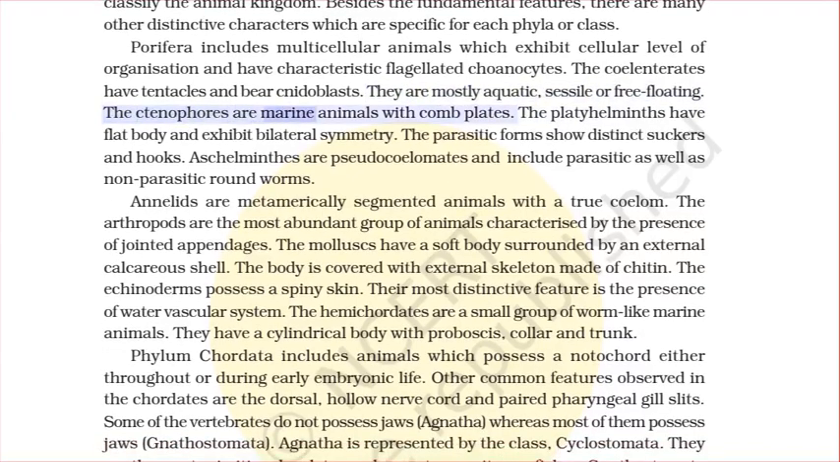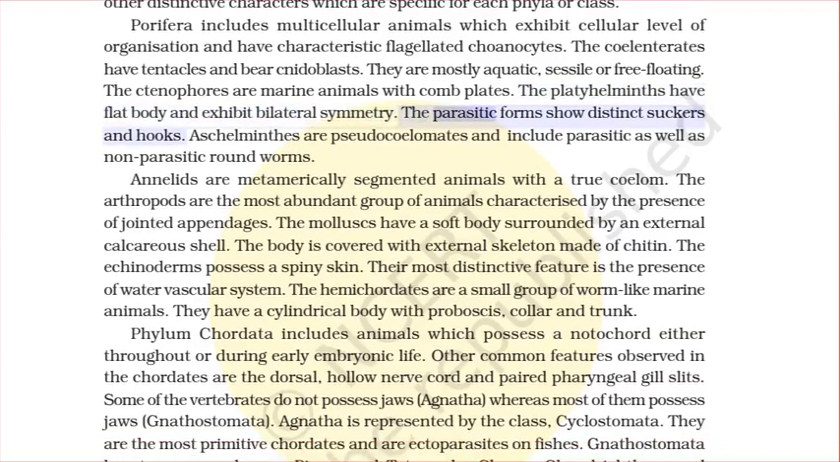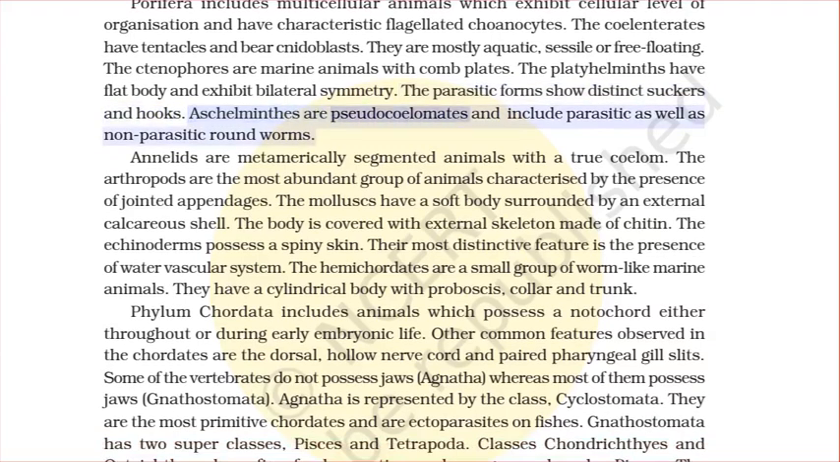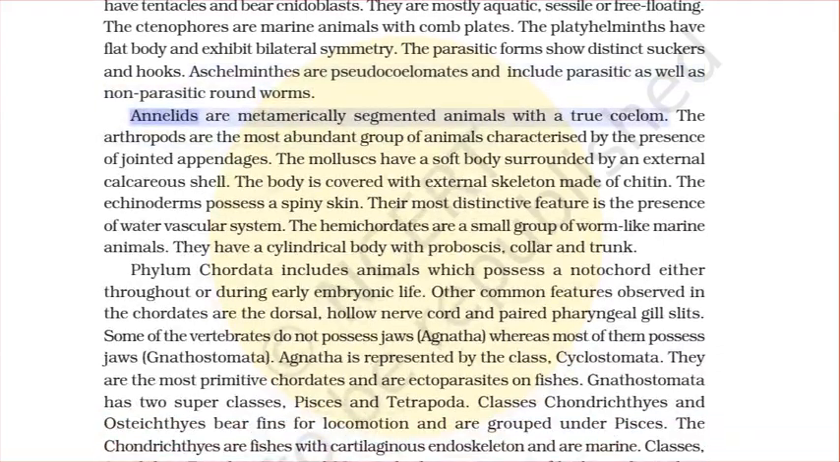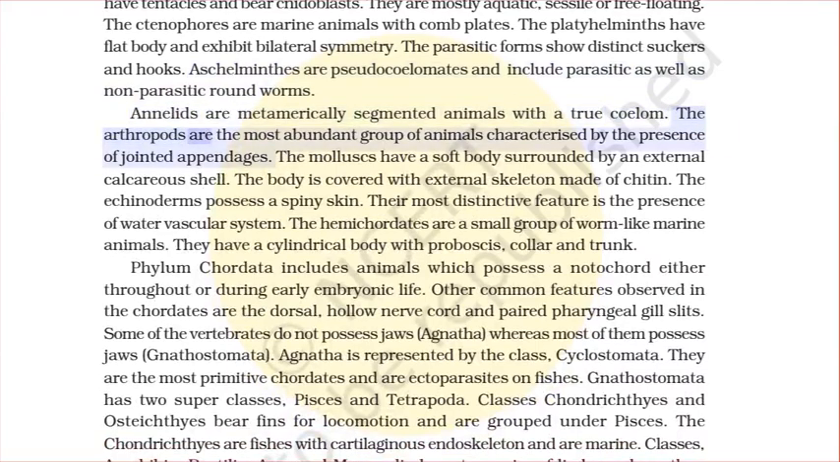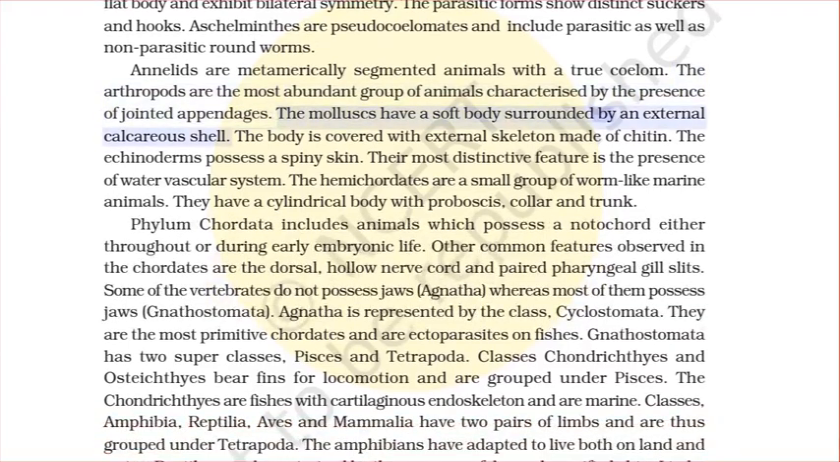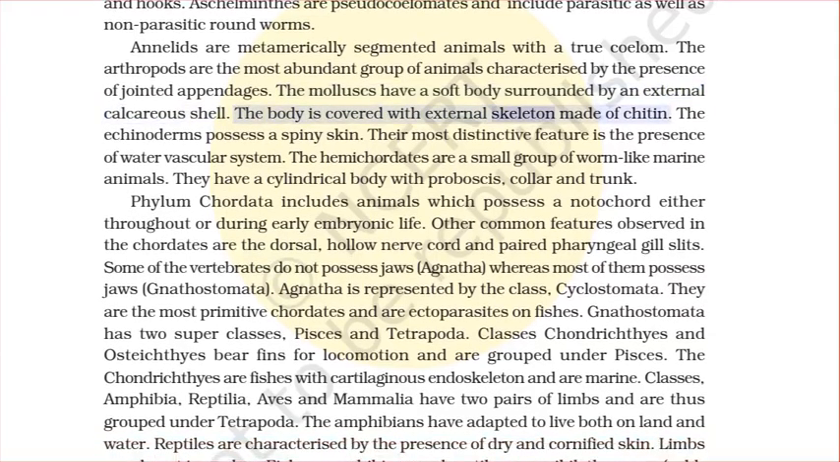The ctenophores are marine animals with comb plates. The platyhelminths have flat body and exhibit bilateral symmetry. The parasitic forms show distinct suckers and hooks. Aschelminths are pseudocoelomates and include parasitic as well as non-parasitic round worms. Annelids are metamerically segmented animals with a true coelom. The arthropods are the most abundant group of animals characterized by the presence of jointed appendages. The mollusks have a soft body surrounded by an external calcareous shell. The body is covered with external skeleton made of chitin.